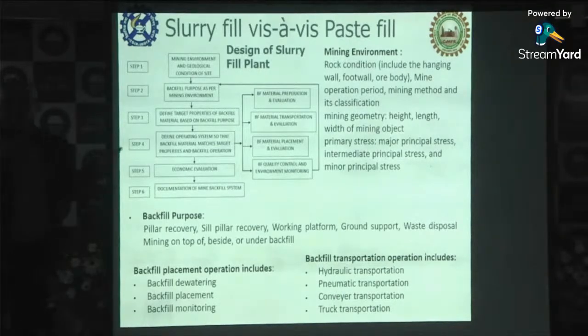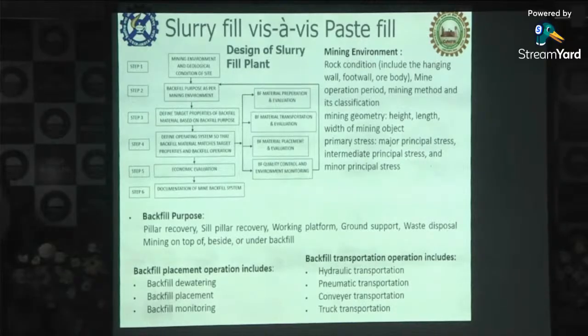After that, we do the economic evaluation. Suppose what is the binder cost, how it can be replaced with a different material. After that, documentation of the mine backfilling system. What are the things which have to be done? How many hours it has worked? What is the filling ratio? How many cubic meters of fill has been poured inside the stope? This has to be taken into account and put into a record book, an online record book, to keep a record of that.